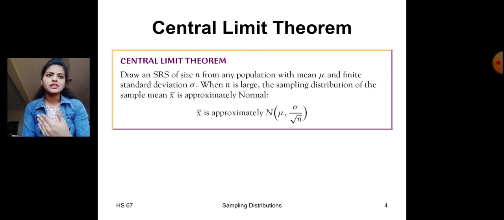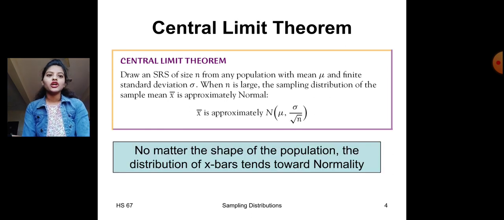When the size is large, the sampling distribution of the sample mean X bar, so whenever the size is large, we will be using this formula. The next point is that no matter the shape of the population, the distribution of X bar tends towards normality. As I've said, the graph will go upward and then fall downward. This is called normality, the normal sampling distribution.